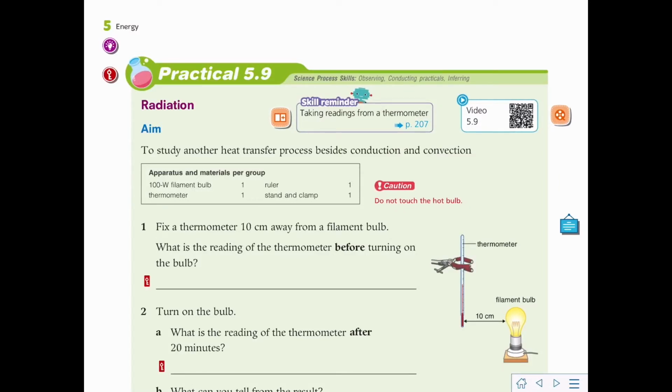We will have a look at an experiment or practical first. Practical 5.9, radiation. The aim of this experiment is to study another heat transfer process besides conduction and convection. Now, let's have a look at the experimental demonstration video.